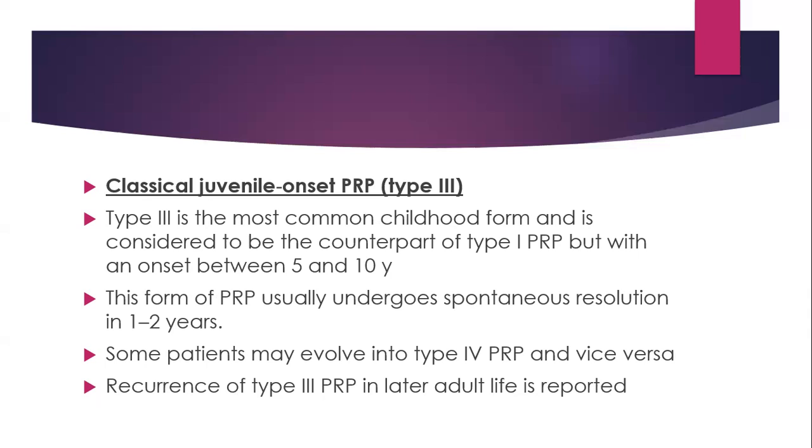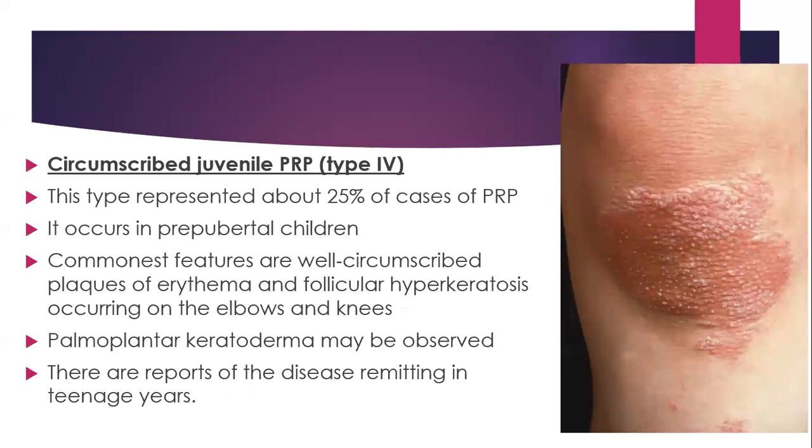Some patients evolve into type 4 PRP and vice versa, which is a limited type, so a diffuse type converts into a limited type. Recurrence of type 3 PRP in older adult type is also reported. So a child may develop PRP at 5 to 10 years of age, then becomes all right and again develops a similar kind of PRP in later years of age.